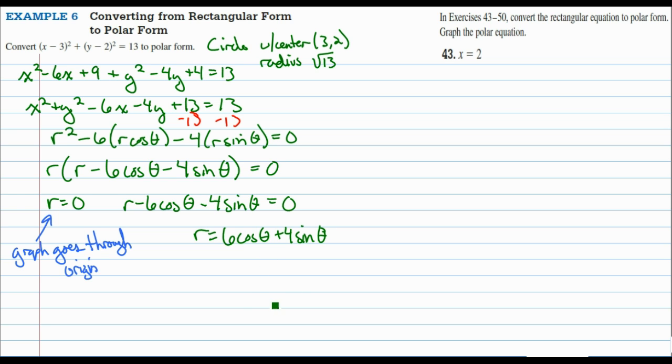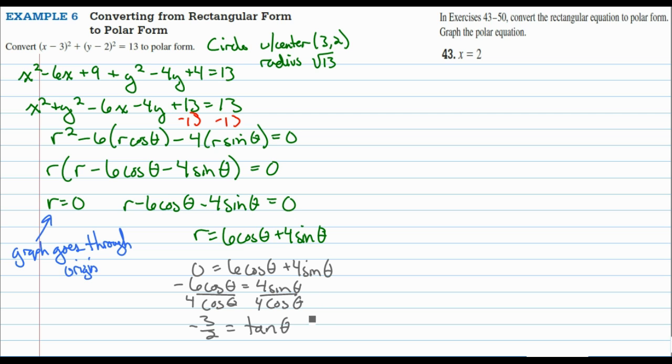We said this was going to go through the origin, and we can find out when that is. We can find out when r equals 0. So I'll subtract 6 cosine theta from both sides. And now tangent is sine over cosine, so if I create sine over cosine by dividing both sides by cosine, and then clear out the 4 by dividing both sides by 4, I am looking for an inverse tangent of -3/2. And that's where my function is going to equal 0, r is going to equal 0. So let's test that out on the graphing calculator.